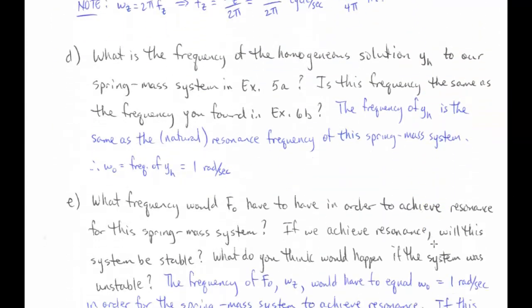So what is going to be the frequency of the homogeneous solution to our spring mass system? And is this frequency the same as the one that we found in example 6b, what we just got through looking at? Here we know that the frequency of the homogeneous solution is the same as the natural resonance frequency of the spring mass system. Okay, so we know that much.